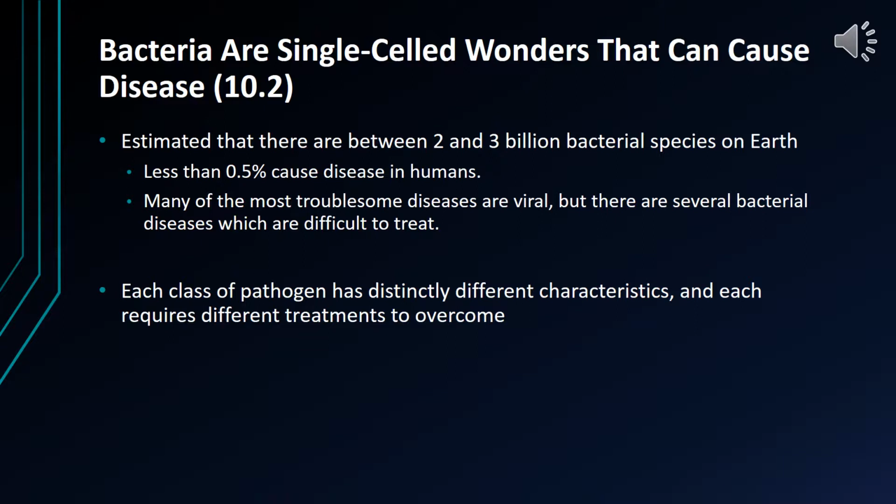Actually, many of the most troublesome diseases are viral, but there are still several bacterial diseases which can be difficult to treat. Each class of pathogen, and here we're just talking about the different classes, which are bacteria, viruses, fungi, protists, and prions, has distinctly different characteristics, and each requires different treatments to overcome.